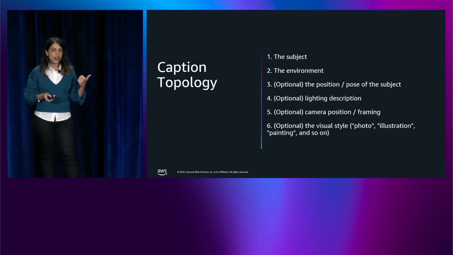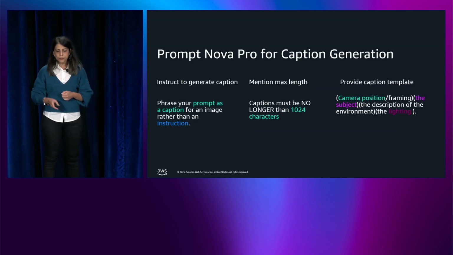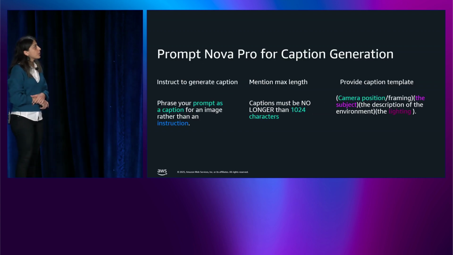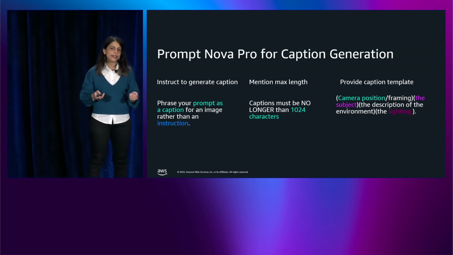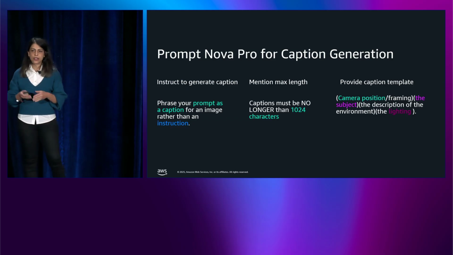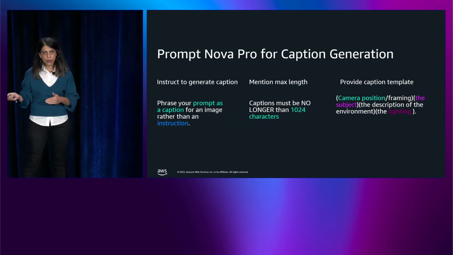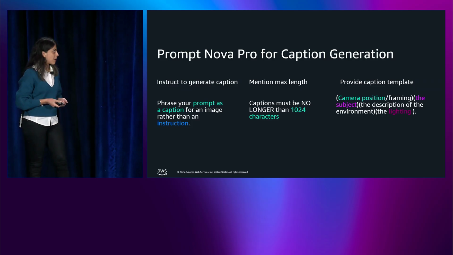Now, with that knowledge, how do we automate caption generation? Well, we use Nova Pro. Nova Pro can be prompted to generate captions. But if I want to prompt Nova Pro to generate captions, I have to think about how do I write captions and instruct Nova Pro to follow the same steps.